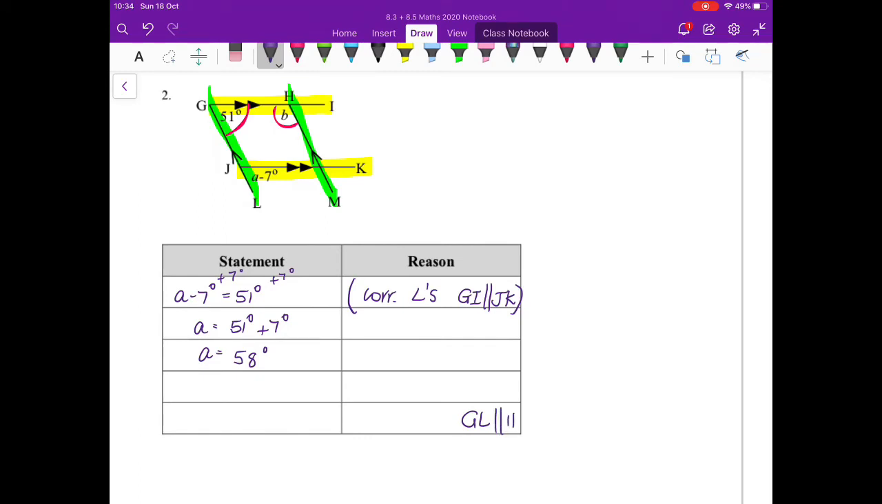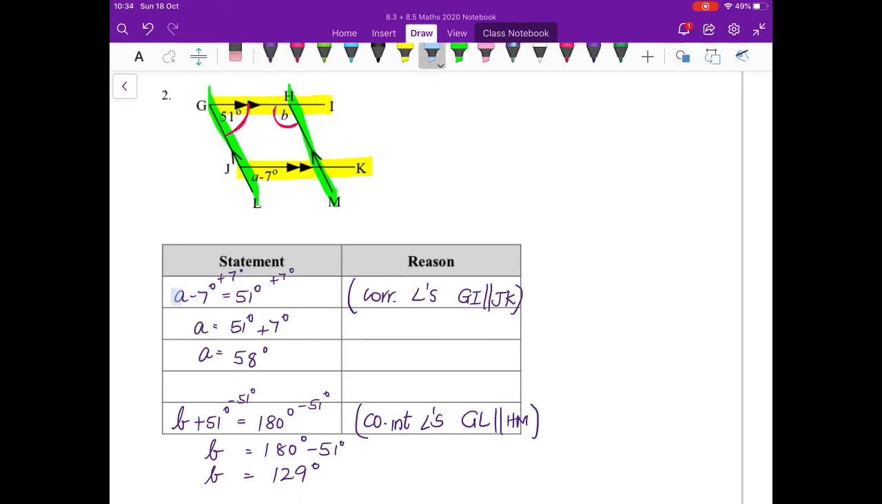GL parallel to HM. And those two, if I look at it, they are co-interior angles. And what do I know about co-interior angles? Well, they are supplementary, so they add up to 180. So B plus 51 degrees equals 180 degrees. I'm going to minus 51 degrees from both sides. So B equals 180 degrees minus 51 degrees. So B equals 129 degrees.